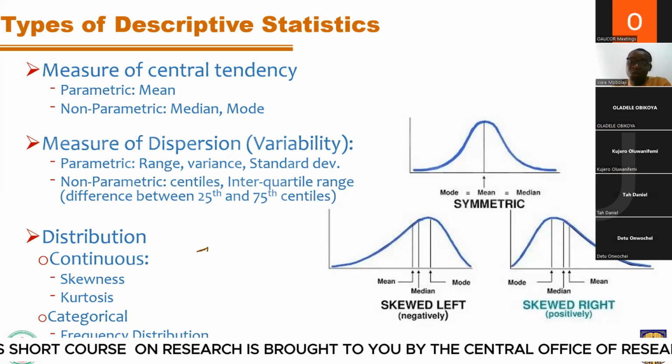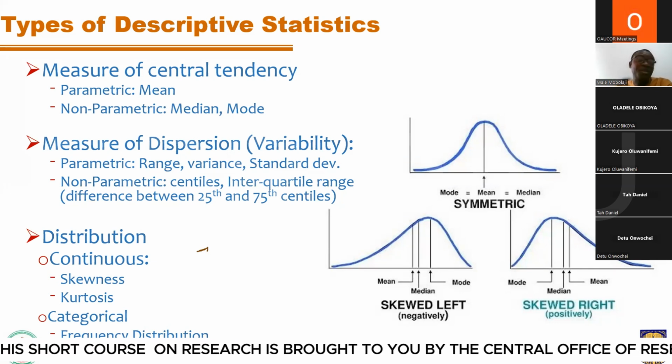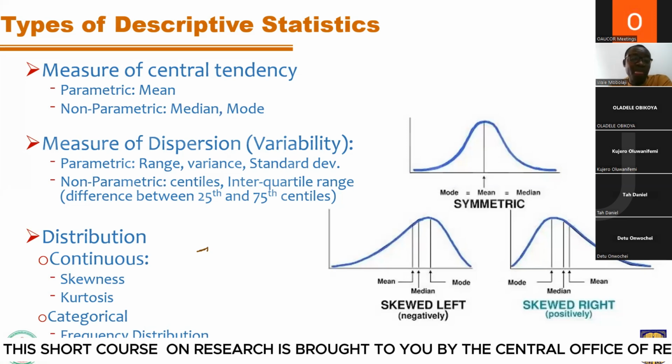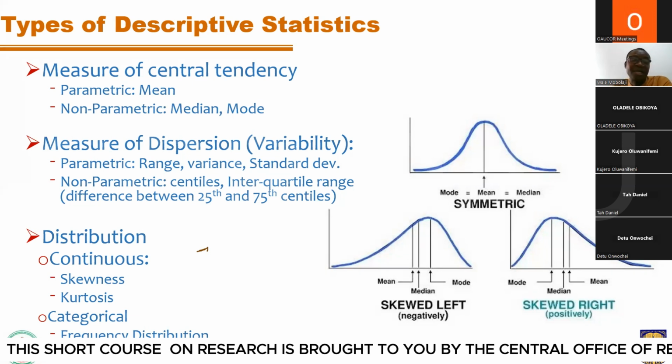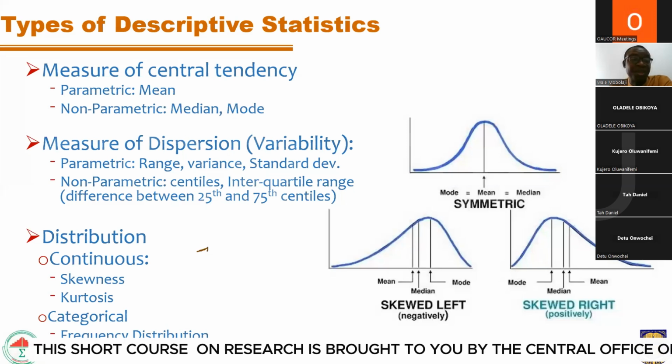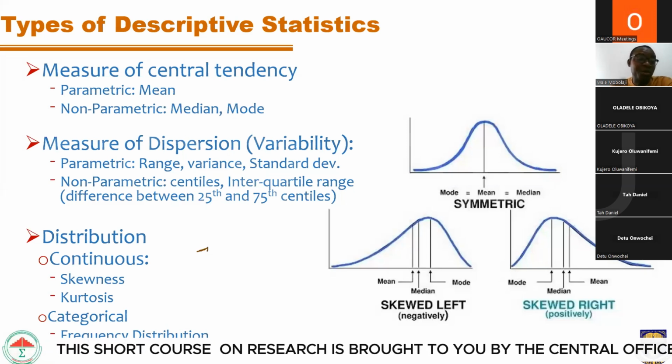Another description you could make from your data has to do with distribution. You look at the distribution of your data. If it is continuous data, you could use skewness, you could use kurtosis to look at how the data is distributed. The more advanced statistical technique is to use the Kolmogorov-Smirnov test. That's another example of a statistic that you use to test the distribution of the data. You could use skewness, you could use kurtosis.